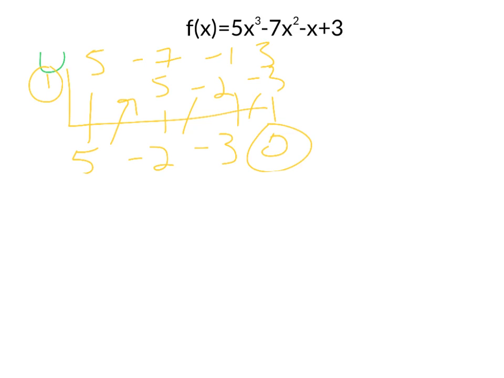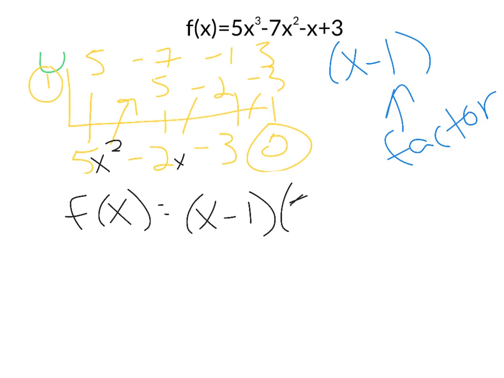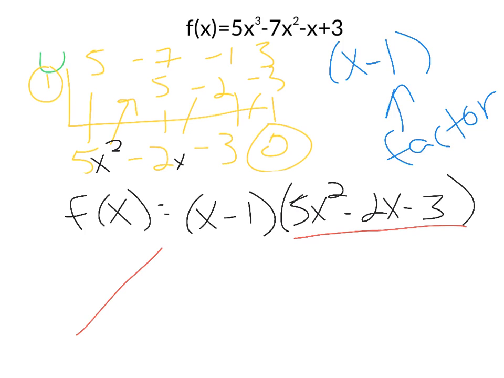Looking at the work I've done with the synthetic division, now knowing that 1 is a zero of the function, that means x minus 1 is a factor, so I can use this to factor my function. I can rewrite it as f of x equals the factor x minus 1 times 5x squared minus 2x minus 3. But I'm not done factoring because I have a quadratic trinomial, so I'd use my diamond method and look for factors of -15 that sum to -2. I would find out that that is -5 and 3.